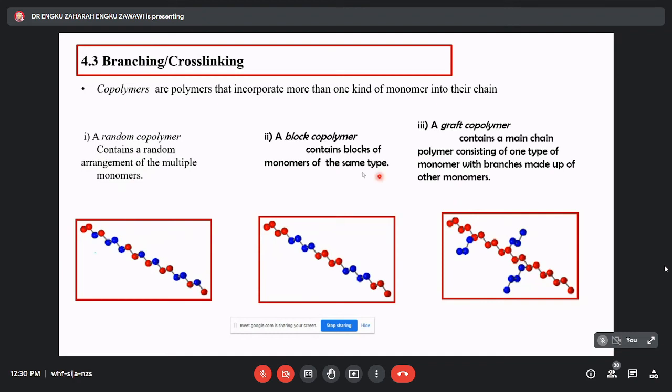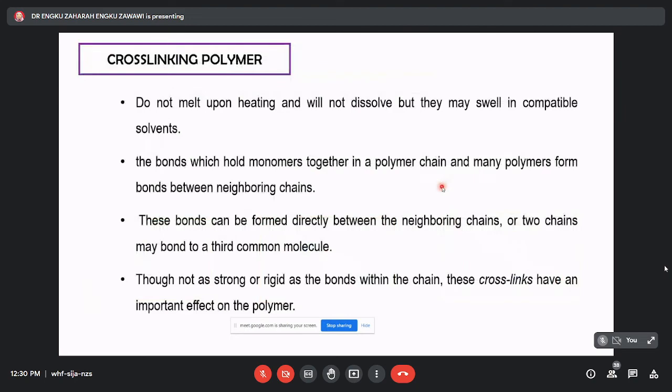So untuk yang block copolymer, it contains blocks of monomer of the same type. Graft contains a main chain polymer consisting of one type of monomer with branches made up of the other monomer. Okay, so kalau cross-linking, having the cross-linking in the polymer menyebabkan it does not melt upon heating. Okay, dan dia juga stable, so it's not easily dissolved.